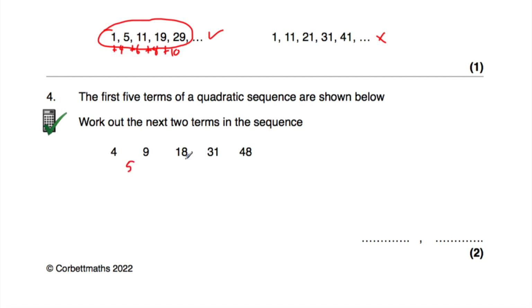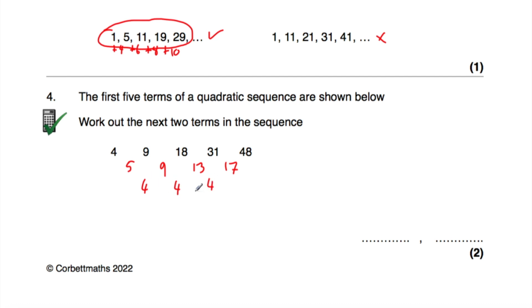To get from 9 to 18, we would add 9. To get from 18 to 31, we would add 13. And to get from 31 to 48, we would add 17. Each time, what we're adding is getting bigger by 4. Let's write that down, our second differences. What we're adding is getting bigger by 4 each time, so our second differences would be 4, 4, 4.